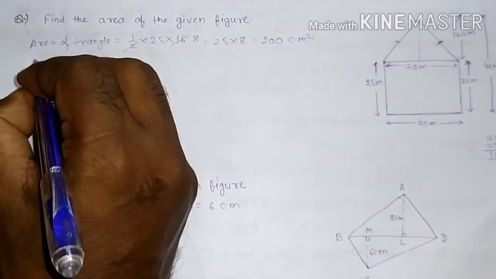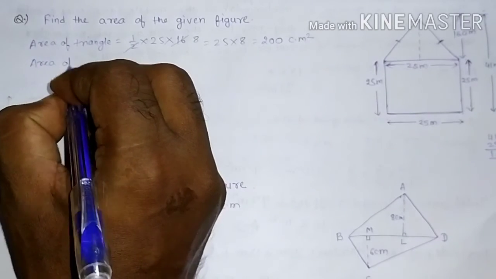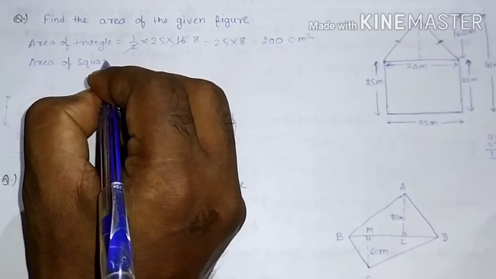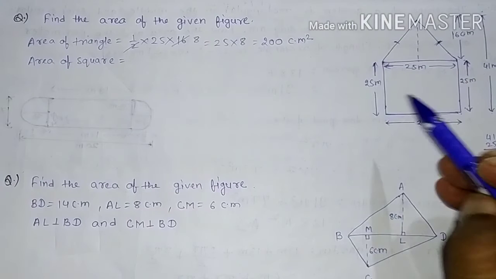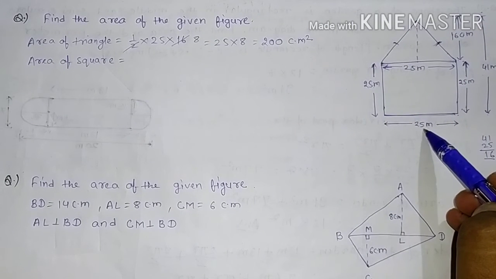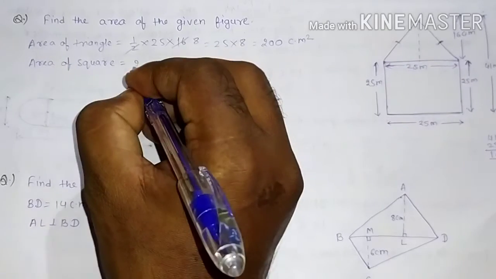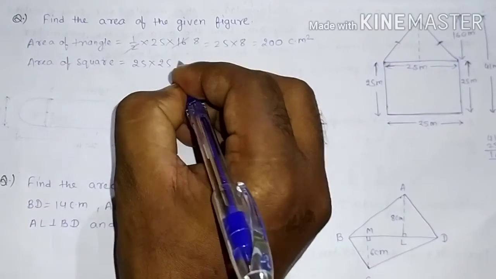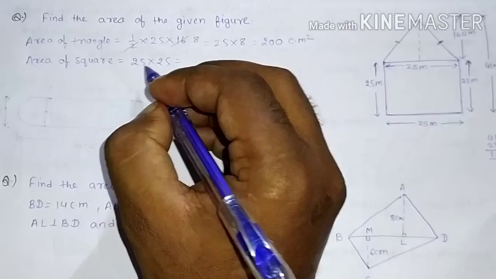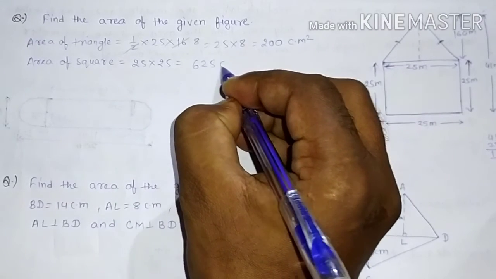Now area of a square equals to side into side. So 25 into 25. And 25 into 25 is 625 centimeter square.